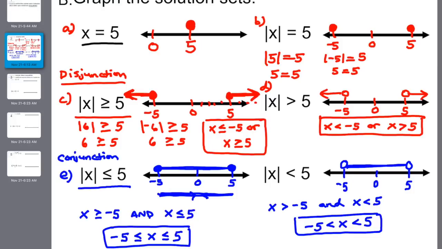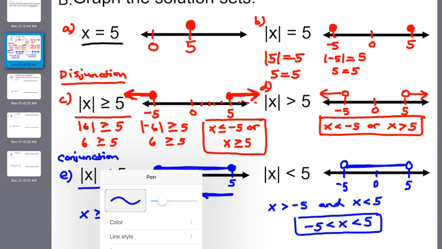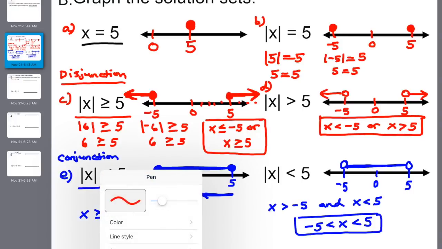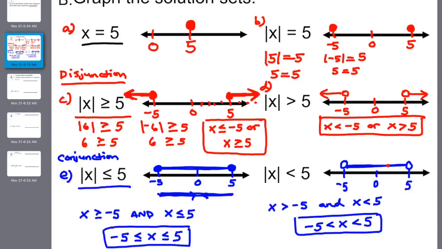Now to check any one of these here, we could always just take a value of x and plug it in. Let's just do this last one here because I feel bad not talking about how to check your work, because you need to know how to do that. So if I took a value, let's just say 1, number 1. If I plugged it in to my original problem there, the absolute value of 1 is less than 5. Well, the absolute value of 1 is 1, and 1 is less than 5. That makes it true.